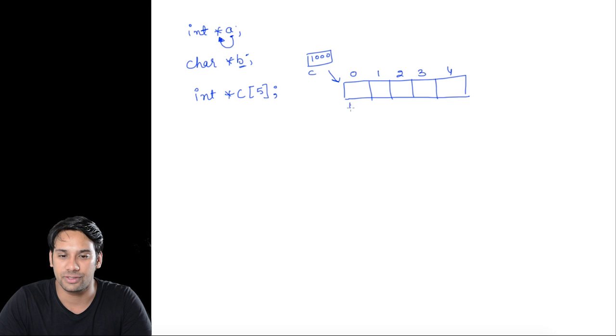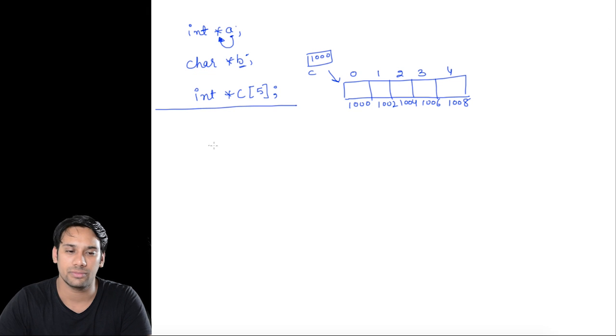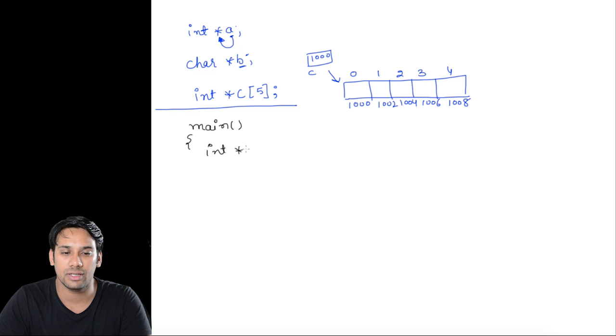Let us suppose the base address is 1000, so the next will be 1002, 1004, 1006, 1008. Let us take an example and extend it with a program. Let us suppose we have this program main, with int *c[5], which is actually this array that I am referring to.